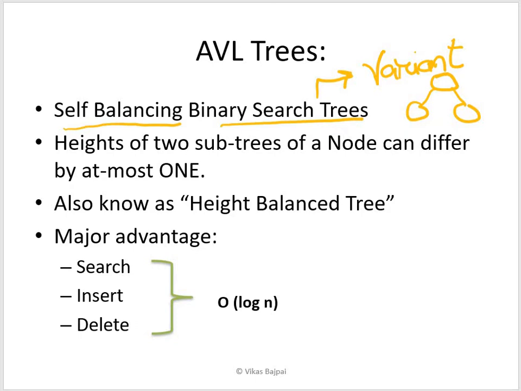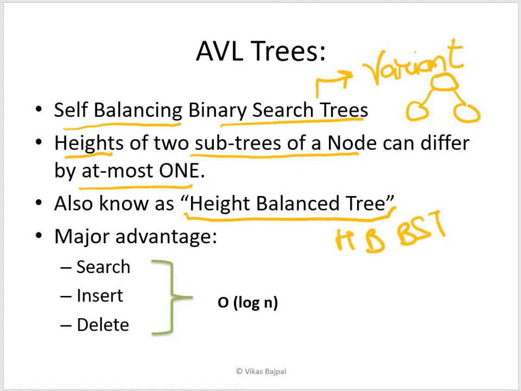So the heights of 2 subtrees of a node can differ by at most 1. In case of AVL trees, the height of 2 subtrees of a node may differ by at most 1. And since we are looking for the height, this particular thing is also known as height balanced tree. And in some of the literature you will also find it as height balanced BST, right? So both the things are same.